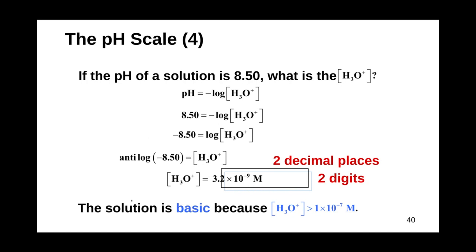of hydronium. Now, if we go back to our handy dandy scale from a few slides ago, we're not going to do that, but you can. The solution ends up being basic because the concentration of hydronium is less than 1 times 10 to the minus 7 molar. So we can work both ways. We can give you a concentration and you calculate a pH, or I can give you a pH and have you calculate a concentration.